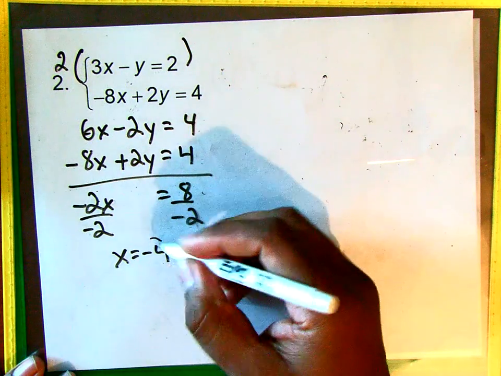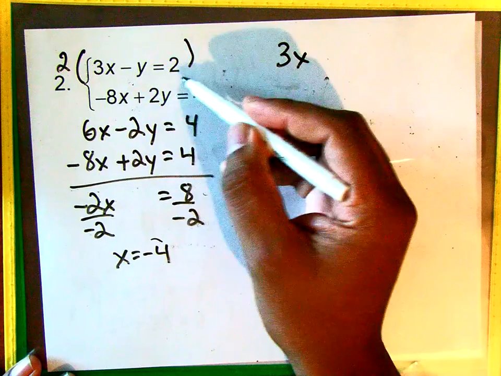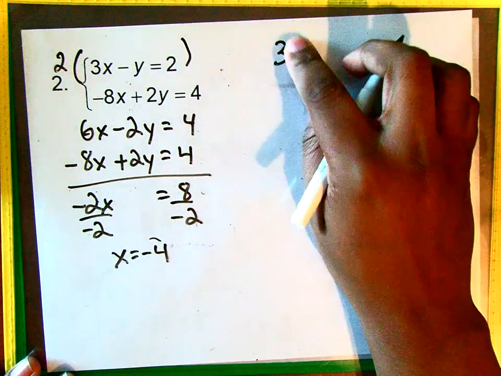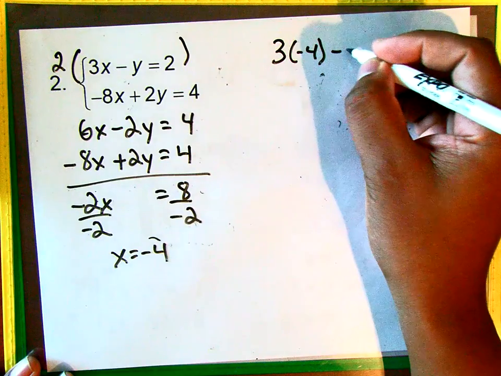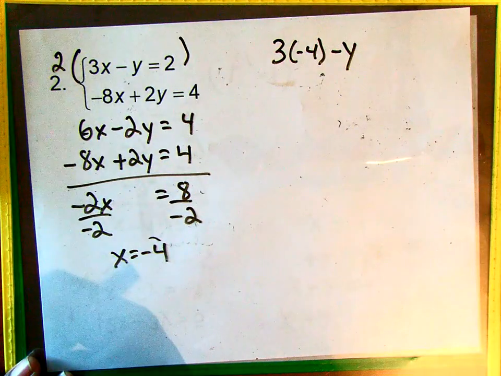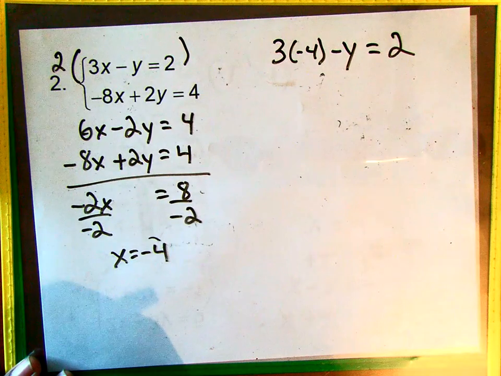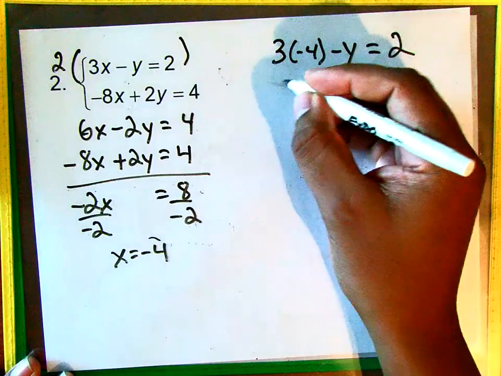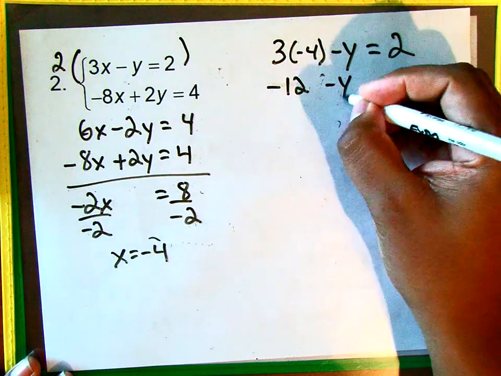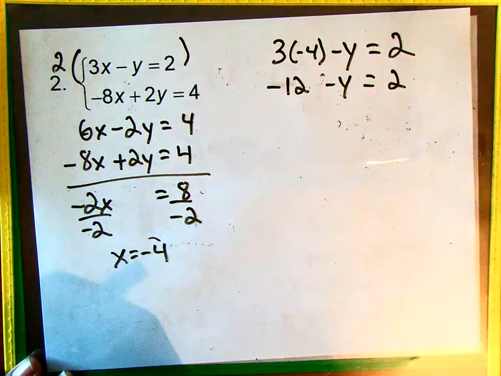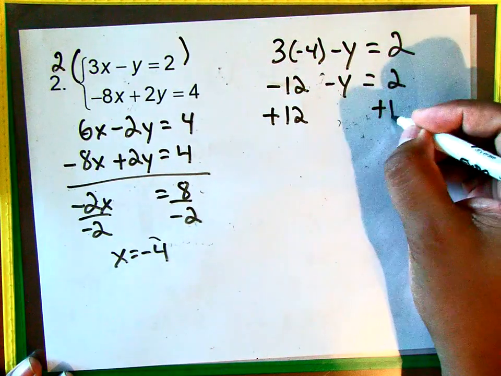All right, now I'm going to take the -4 and plug it in to solve for y. I'm going to pick that first equation, and you always want to work with the original equation. So now I'm going to have 3 times -4 minus y is equal to 2. That's going to give me a -12 minus y equal to 2. I'm going to add 12 on both sides.